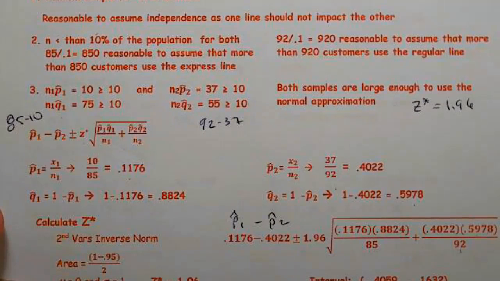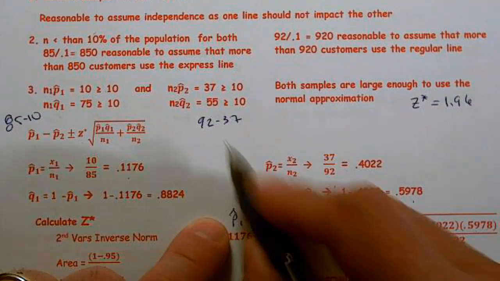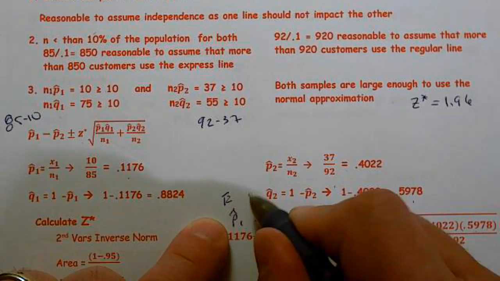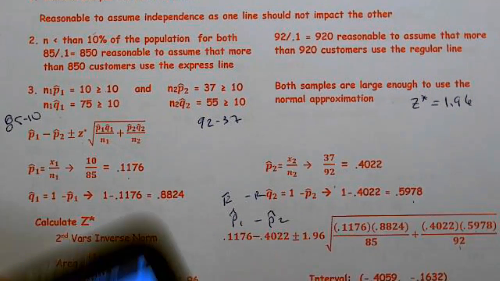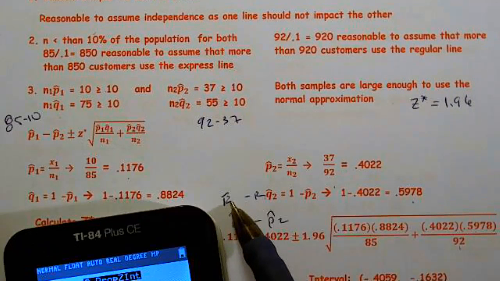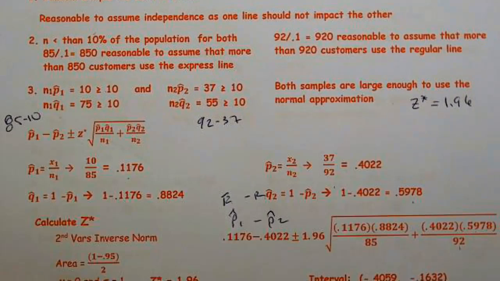And here's what we can say. Let's look at our estimate. p hat 1, this was express, p hat 2, this was regular. So obviously, since we are negative, that means our regular had to be larger than our express. So more people are paying by check in the regular line.